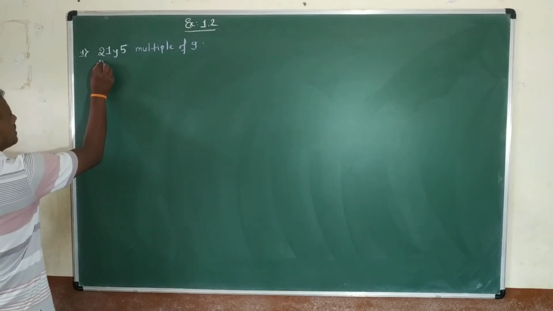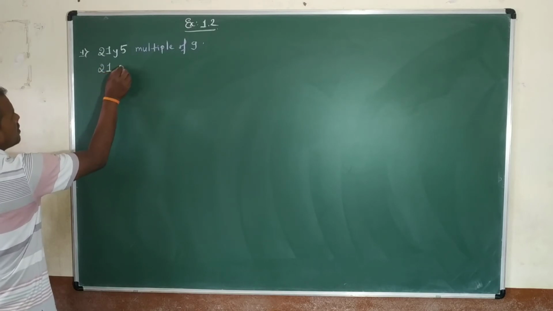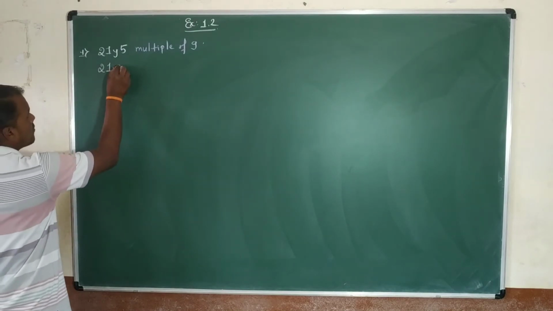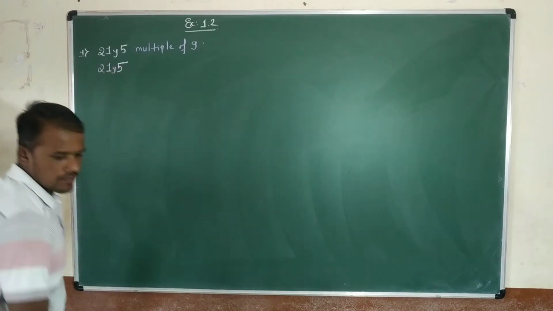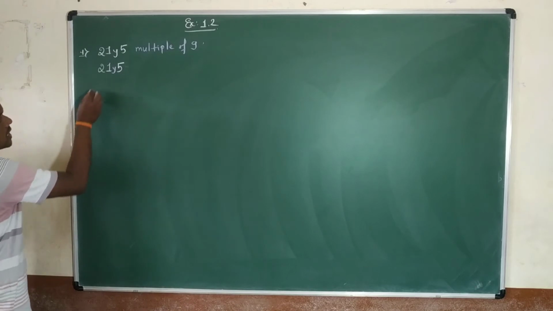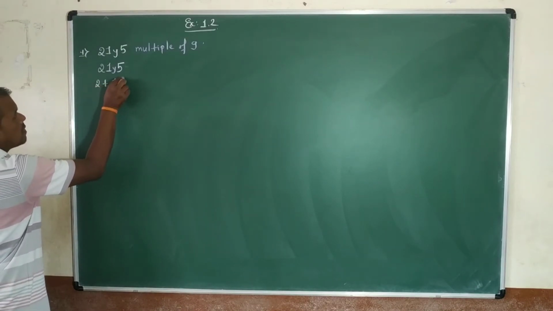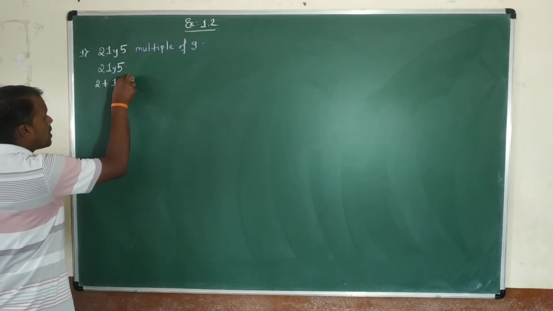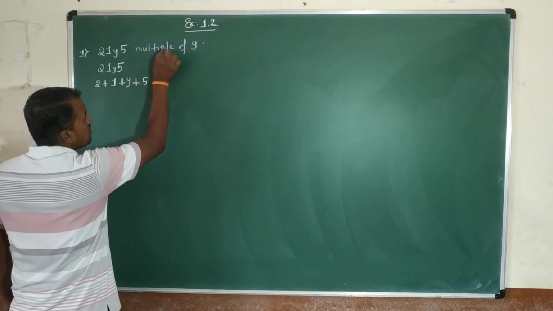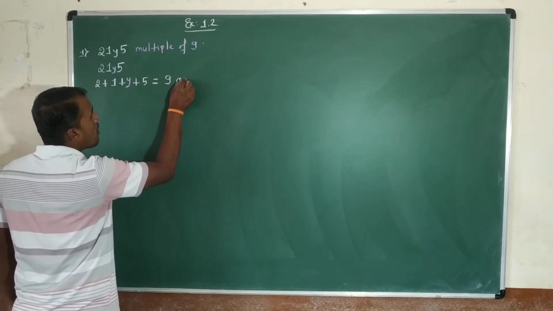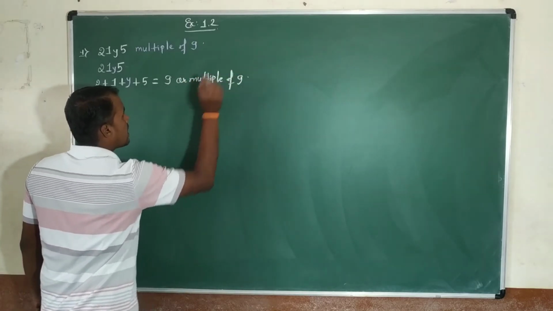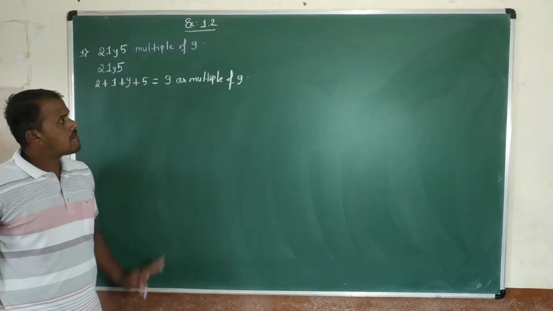Observe it. It is 2, 1, y, and 5. Now we have to follow the divisibility of 9: 2 plus 1 plus y plus 5 is equal to a multiple of 9. We write here 9 or a multiple of 9.